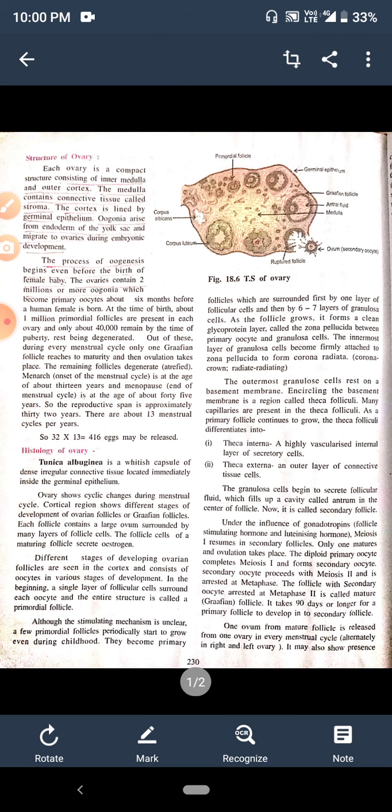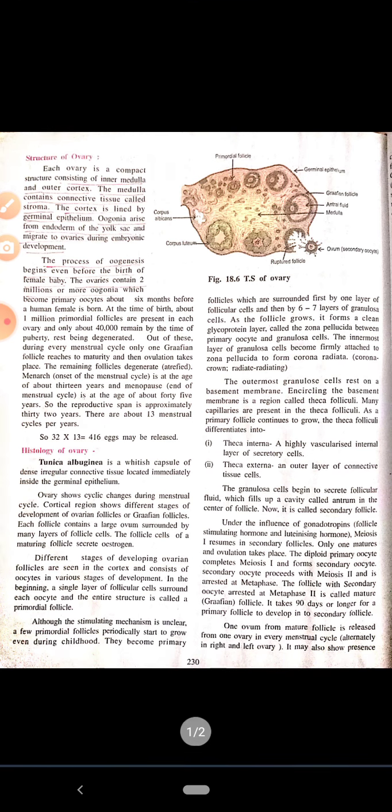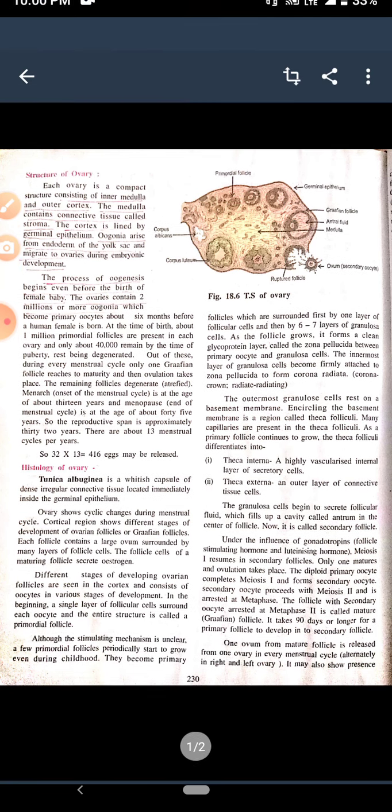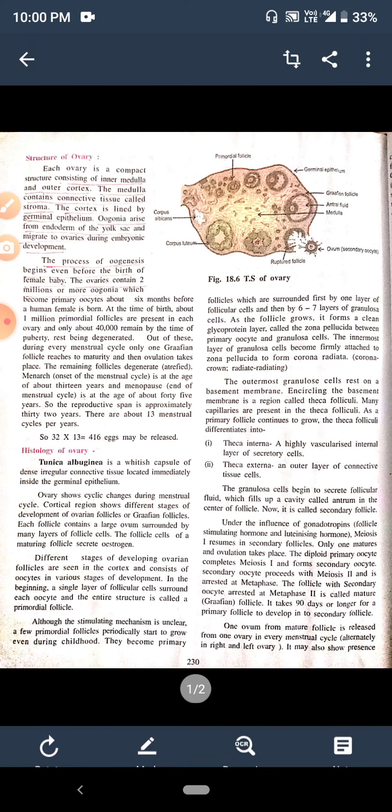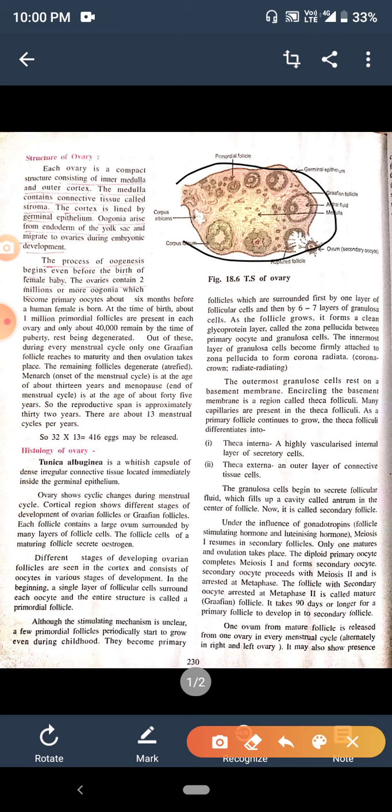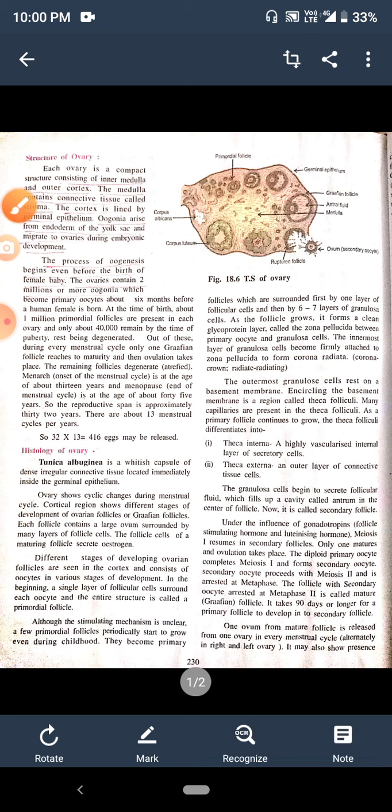Now here you can see the tunica albuginea. It is a whitish capsule of dense irregular connective tissue located immediately inside the germinal epithelium. In the previous lecture we learned that the outermost covering around the ovary is called the germinal epithelium. Just below that germinal epithelium there is a whitish capsule of dense irregular connective tissue. If I mark over here, this is your germinal epithelium. Just below it, that region is called the tunica albuginea.